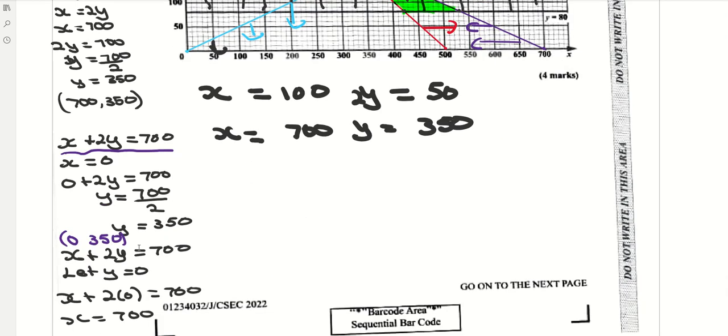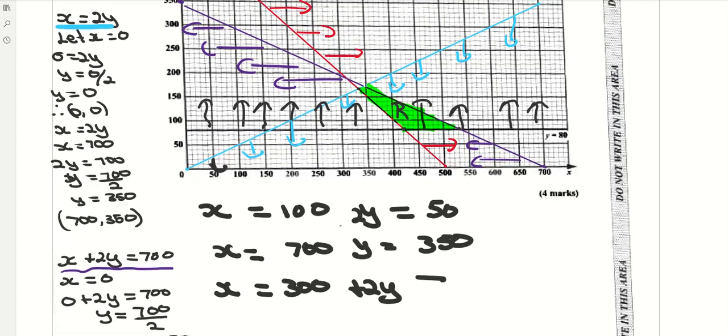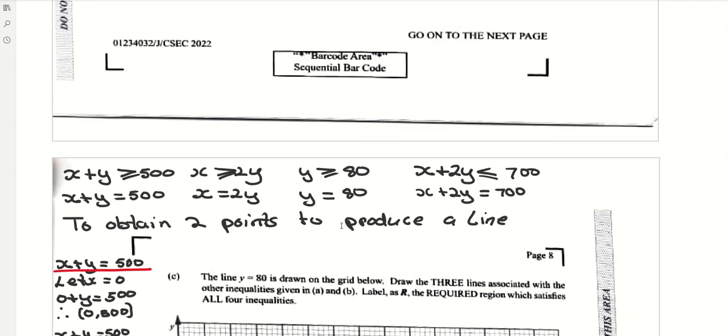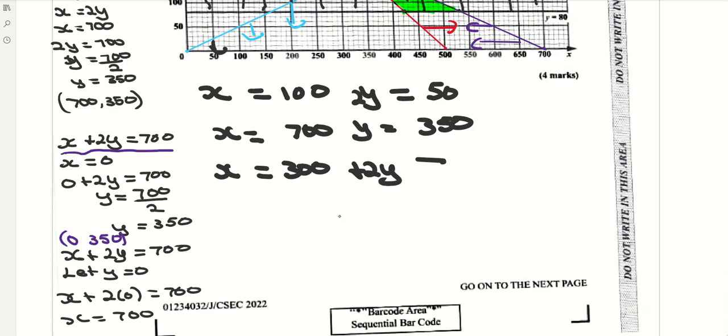We're going to use this one. x plus 2y is equal to 700. You use a value for x. Let's say x is equal to 300. So 300 plus 2y, we want, is it more than or less than? I believe this is less than. Yep. Less than or equal to 700.